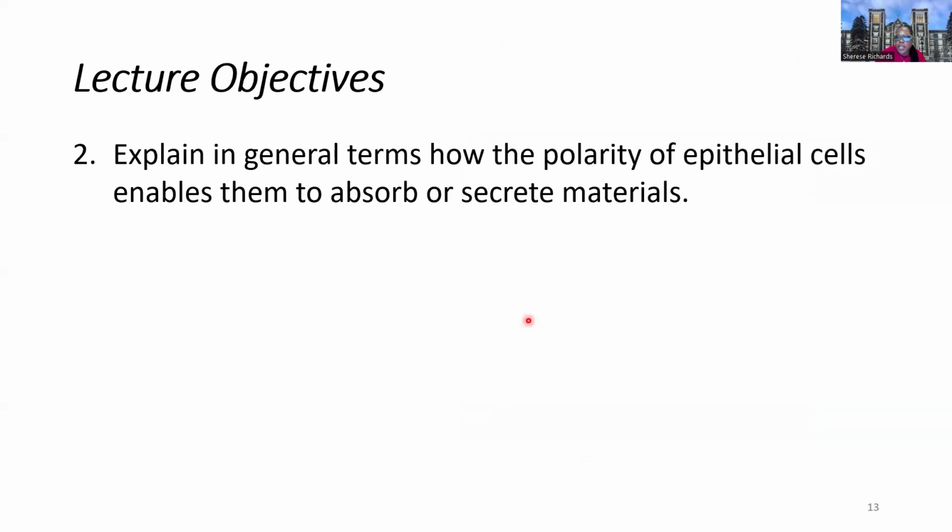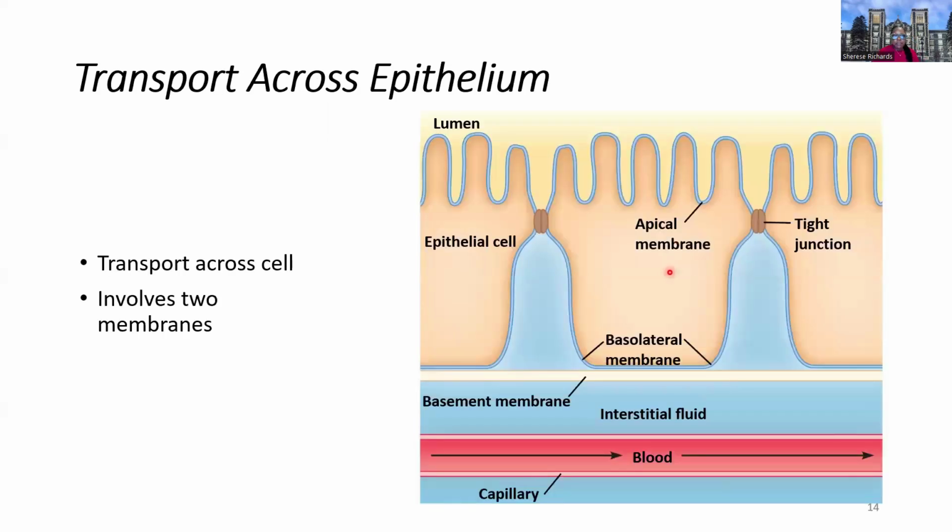Let's move on to lecture objective 2. We're going to explain in general terms how the polarity of epithelial cells enables them to absorb or secrete materials. So let's talk about the epithelial cells and their polarity.